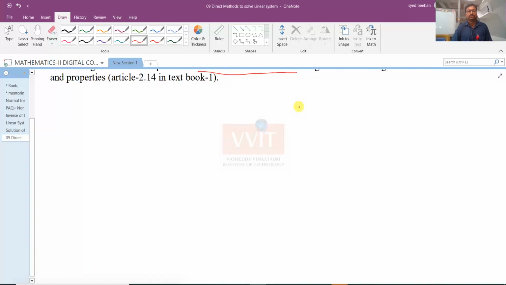Let us see that. In the Gauss method, we take only elementary row operations. That's the thing we need to remember, whether it is Gauss elimination or Gauss Jordan.